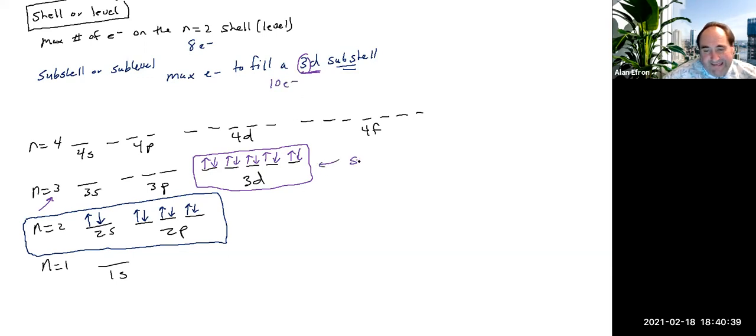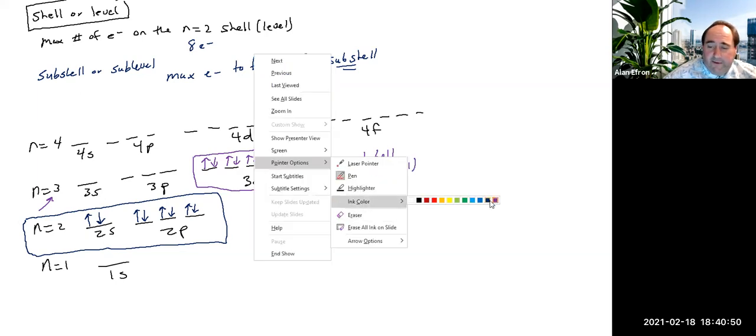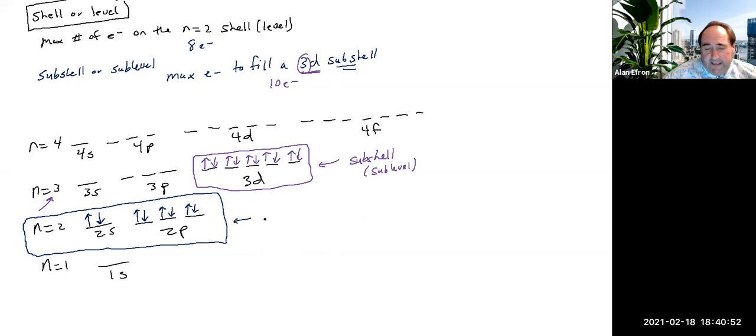So that is a subshell, or sublevel as it's sometimes referred to, as opposed to our first example, where we're talking about everybody present. That is a shell or a level.